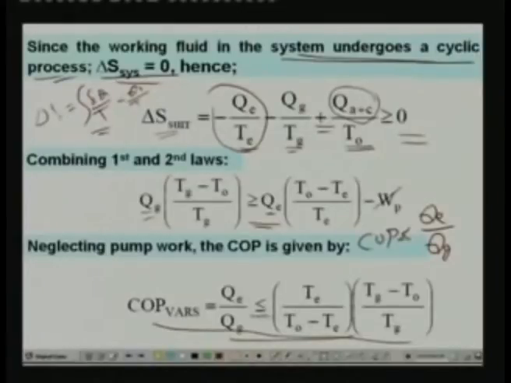That means it is always less than or equal to TE divided by T naught minus TE, into TG minus T naught by TG, where remember that TG is the generator temperature, which is the highest temperature in the cycle, T naught is the heat sink temperature, and TE is the lowest temperature, of the evaporator.